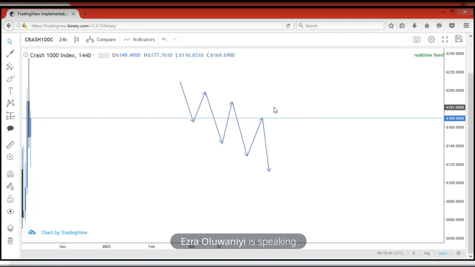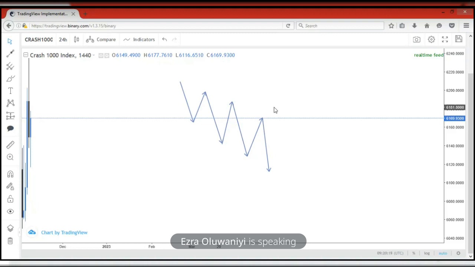Now, demand zone. What are demand zones? Demand zones are basically areas in the market where you are looking for buy opportunities. Demand zones are always below the current price level. The same as supply. Supply zones are areas where you are looking for sell opportunities, areas where you want to sell the market, and that zone is always above the current price level.